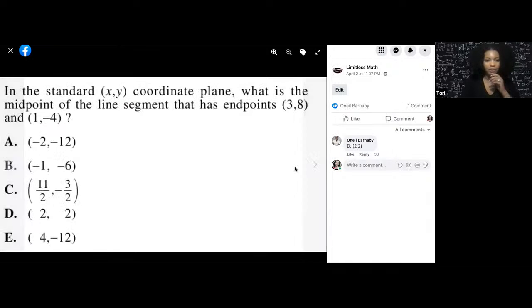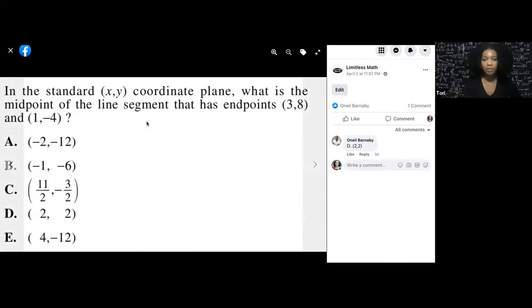Okay, geometry problem, or algebra if we teach that in algebra 1 as well. In the standard XY coordinate plane, what is the midpoint of the line segment that has endpoints 3, 8 and 1, -4? Definitely a geometry problem when we talk about midpoints in the coordinate plane. There's a formula for it. You should have it memorized. The ACT does not provide any formulas for you, so make sure you remember this information.